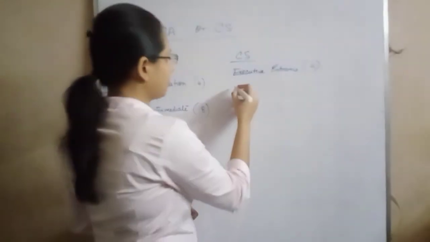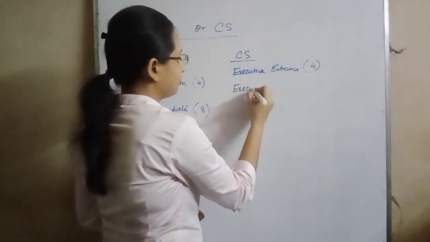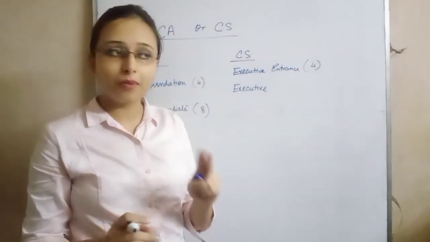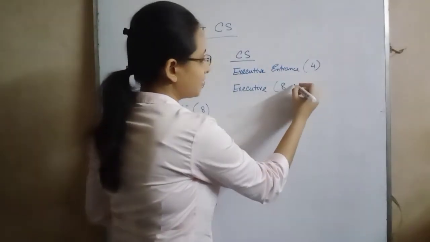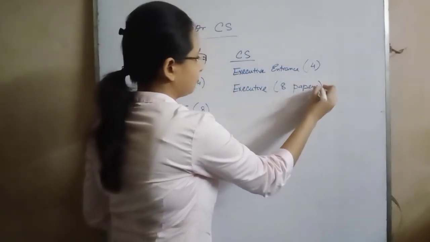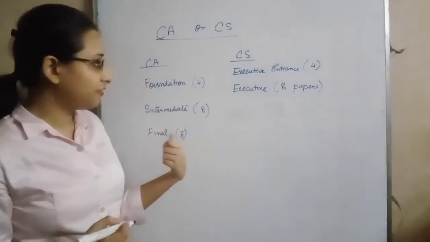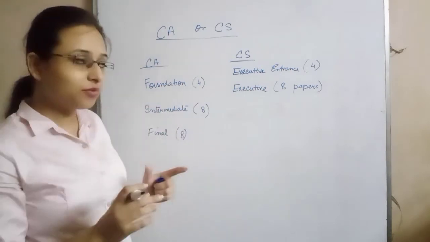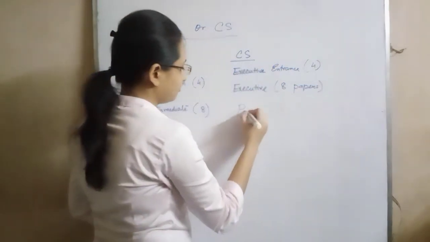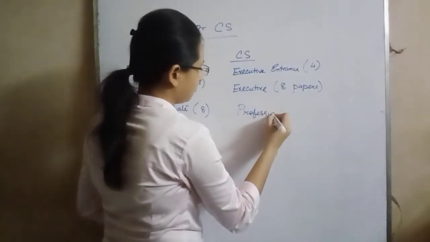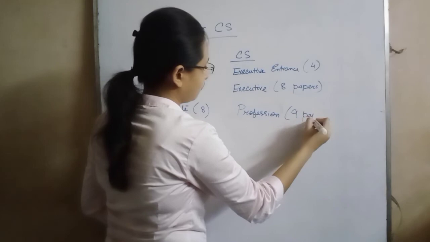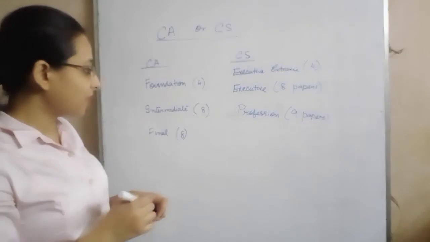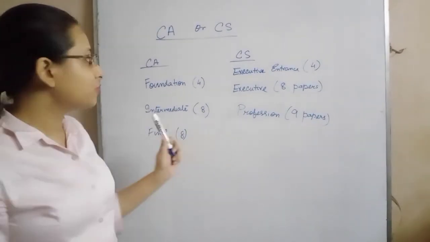Next, we have the Executive. Executive will consist of two groups of 4 papers each, that is 8 papers. Lastly, here you have the finals. Here you won't term that as finals, you just call it the Professional test. This will consist of 9 papers. Here also it's quite similar to that of CA, with two groups divided.